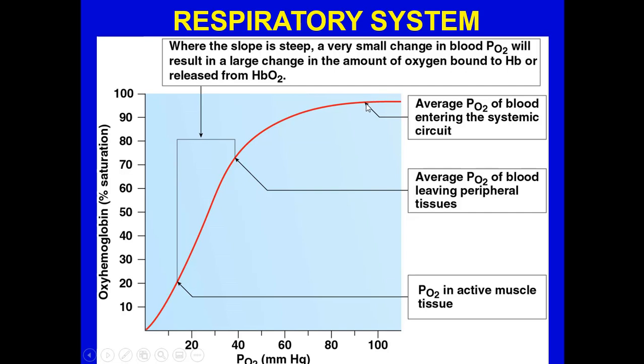We go over to here, this is the average PO2 of blood entering the systemic circuit. So this is where oxygen has been heavily oxygenated and it's leaving the aorta and it's on its way to the rest of the tissues. And if you go backwards, you go to the areas leaving peripheral tissues. It's significant, but not completely lowest. But with active muscle tissue, this is really, really taken a lot away.